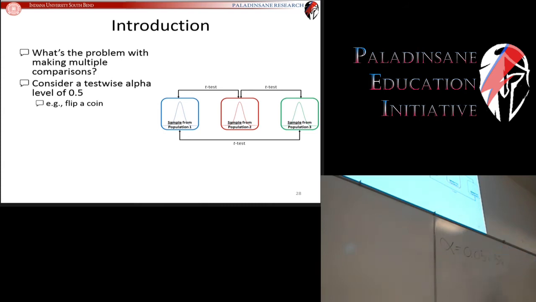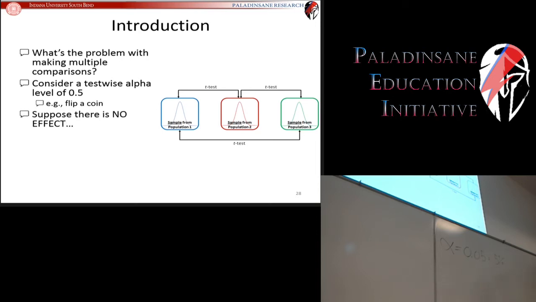Right? If there is nothing going on in your experiment and you flip a coin and it comes up heads and you say, I'm going to reject the null hypothesis, it means you have a 50-50 chance of getting it right or getting it wrong. We have a test-wise alpha level of 0.5. So we'll use this for an example because the math on it is easy to illustrate.